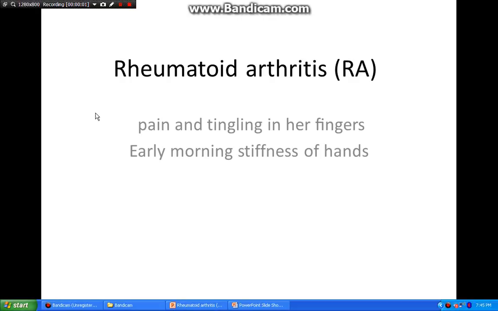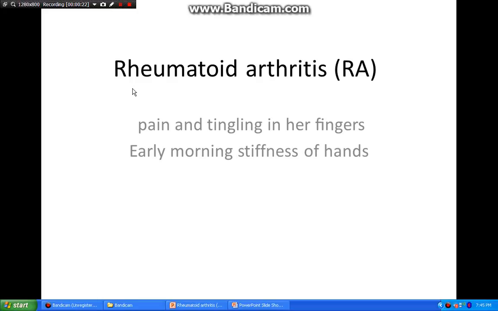Rheumatoid arthritis. This is a brief clinical consultation. Mostly what happened is that the patient has complained of pain and tingling in her or his finger, and early morning stiffness of the hand. These two things are the more common complaints in patients coming with rheumatoid arthritis.